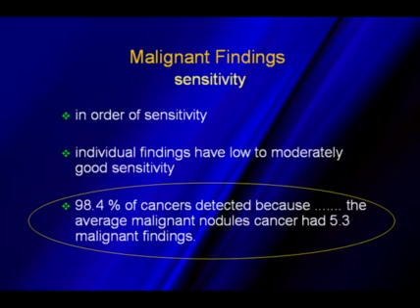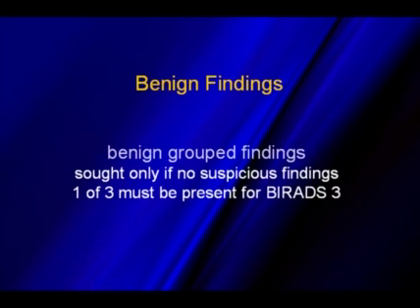The average breast cancer has 5.3 malignant features to it, so even if you're having a bad day, hopefully you'll be able to pick up at least one of those findings. So once you've searched that solid lesion, you've looked for all those different malignant findings, you've not found any of them, now what we have to do is prove that the lesion is benign.